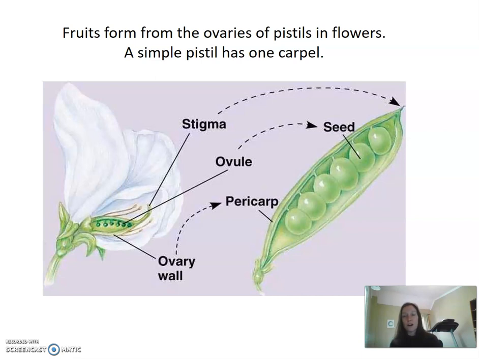A simple pistil has one carpel. Pistil's the odd name for the female reproductive organs of a flower. And it includes the stigma, which is the very outermost part of that pistil. It's usually sticky to receive pollen. There is a style, which is the little structure between the stigma and the ovary, and then the ovary. The ovary can have a thick wall or a thin wall. It can be above the base of the flower or embedded in the base of the flower. This picture shows a pea flower on the left and then the developing fruit with seeds enclosed in it on the right.